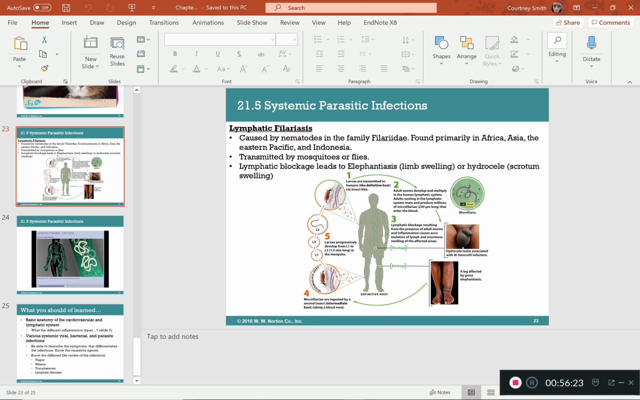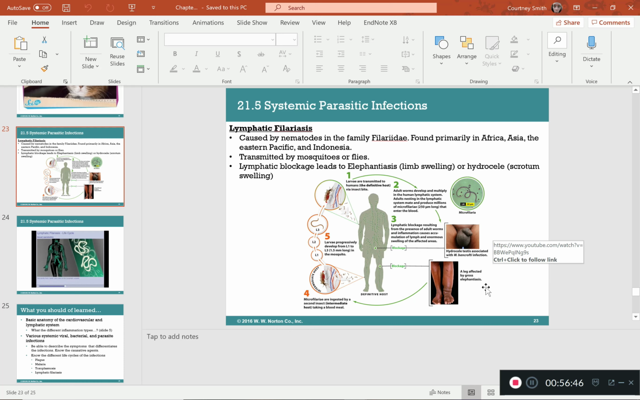So if elephantiasis occurs, that is where you get limb swelling, of the leg. And if you have hydrocele, that's of your scrotum. So that's in males. Females do not have scrotums, so it will occur in males most likely. That's the swelling of the penile area.